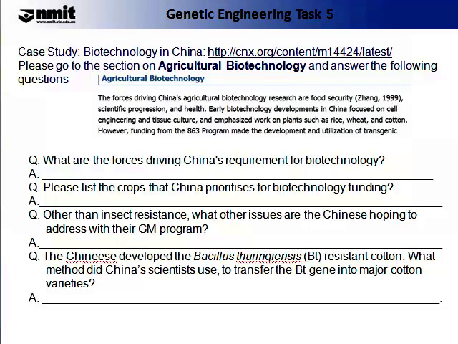Please answer the following questions. What are the forces driving China's requirement for biotechnology? Please list the crops that China prioritizes for biotechnology funding. Other than insect resistance, what other issues are you able to list that the Chinese are hoping to address with their GM program? The Chinese developed the Bacillus thuringiensis resistance in cotton. What method did China's scientists use to transfer the Bt gene into the major cotton varieties?